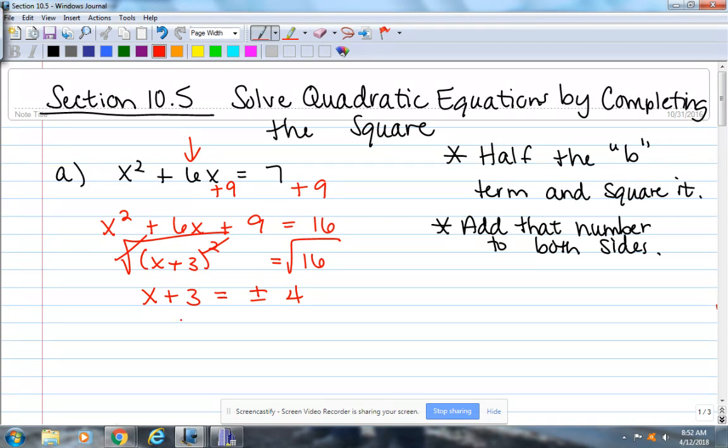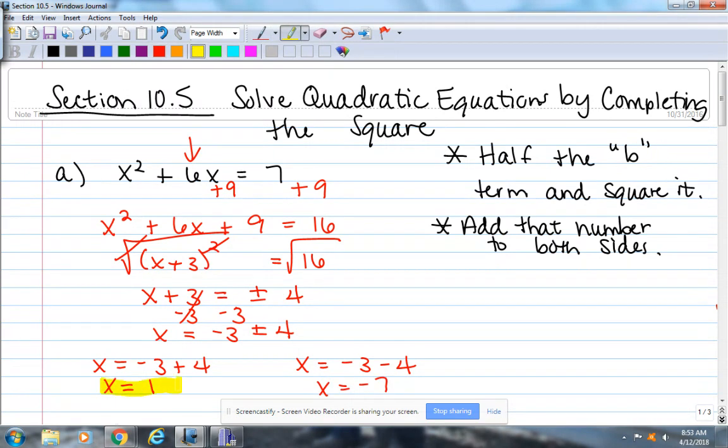So then what you do to get the x by itself is you subtract 3. And I'm just going to stick it in front. X equals negative 3 plus or minus 4. And then you just break that into the two problems it is. X equals negative 3 plus 4, and x equals negative 3 minus 4. So then you break up your plus and minus, and then you simplify them. So over here, x is going to equal 1. Over here, x is going to equal negative 7.